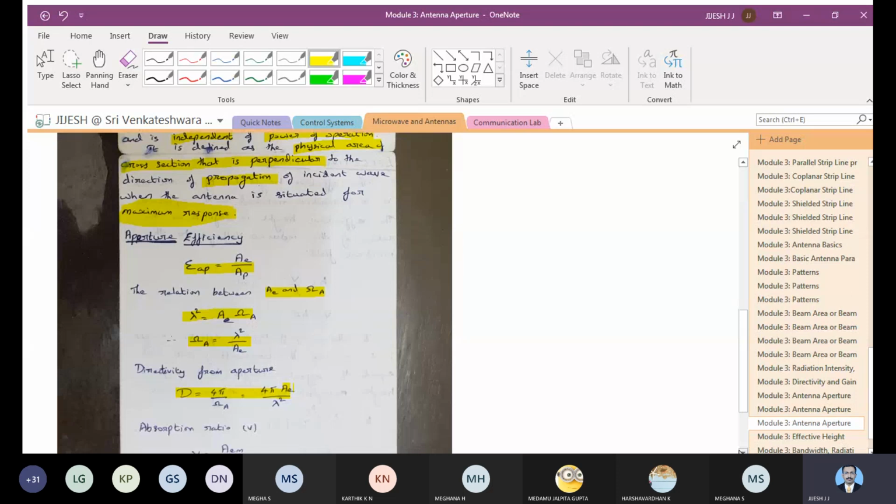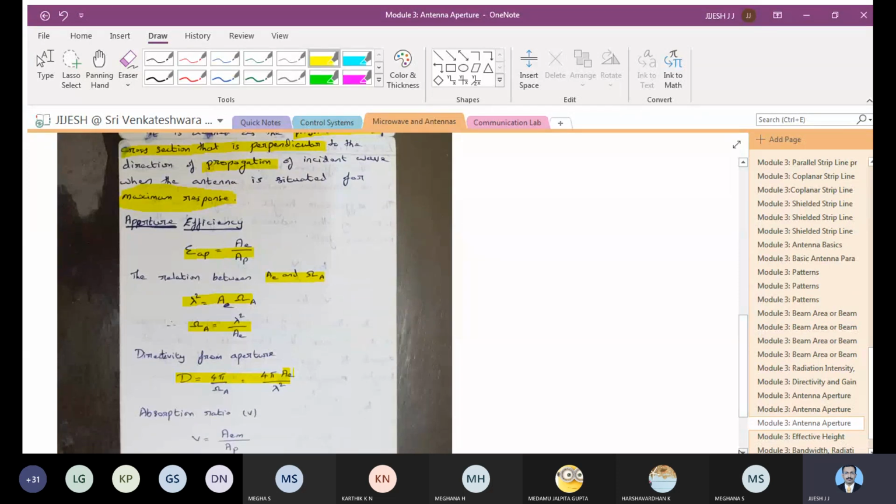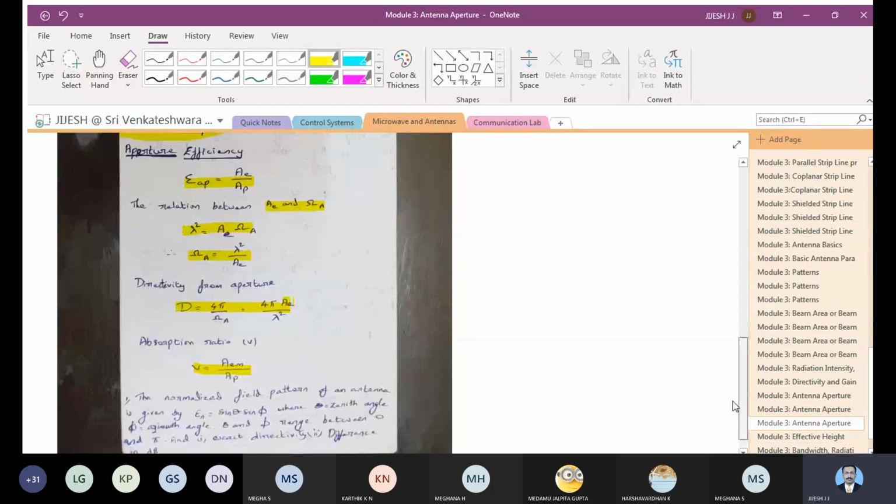Next one we call absorption ratio, that is V is equal to AEM divided by AP. What is AEM? Maximum effective aperture, divided by physical aperture. So absorption ratio is AEM divided by AP. Once you complete it, we will move ahead and try to solve one problem. So you can complete all these equations, then we'll see this problem.